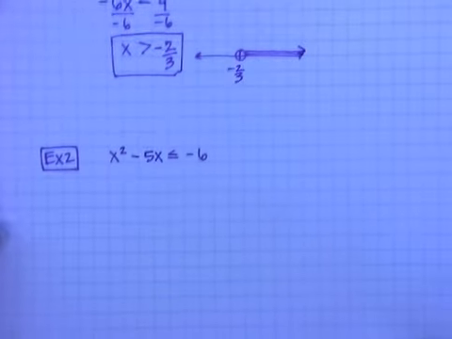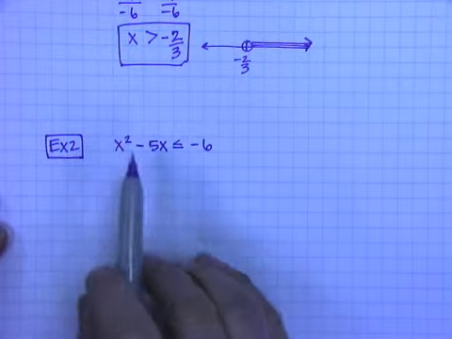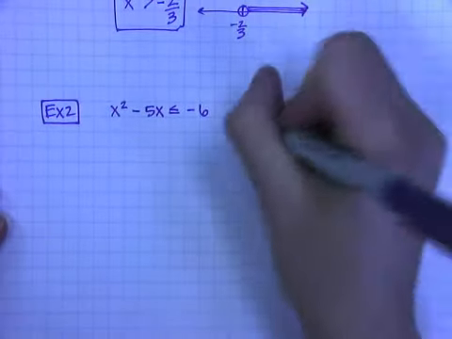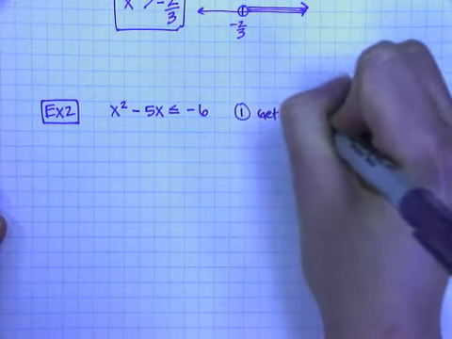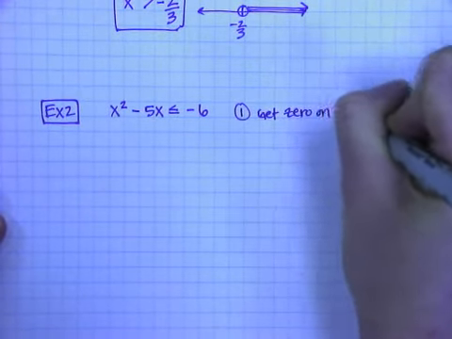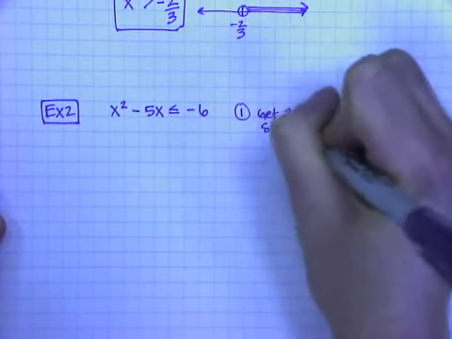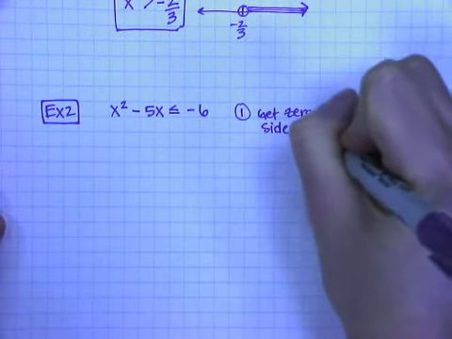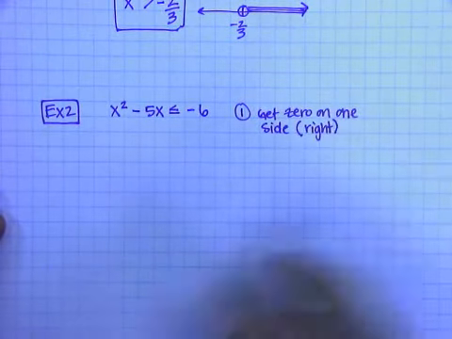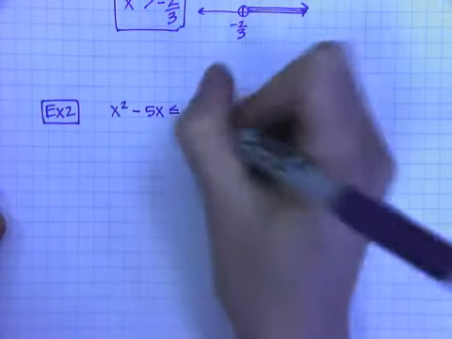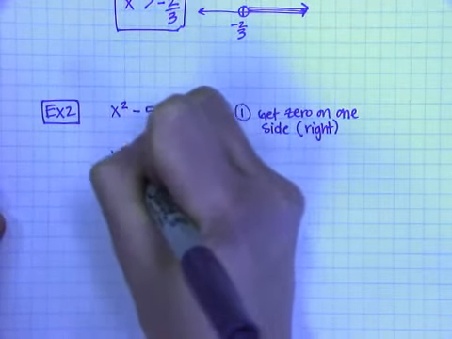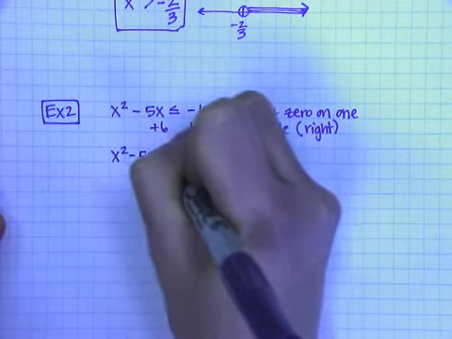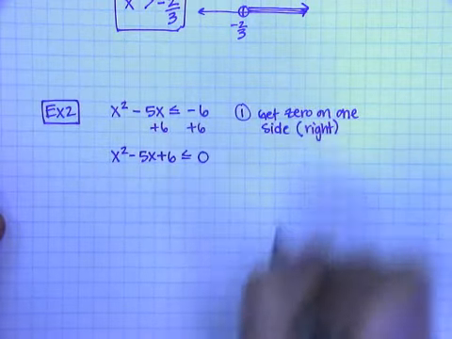Okay. For the next, since we have a quadratic, we need to get 0 on one side first. This is important. So I'm going to write it down. Get 0 on one side. And actually, the preferred side would be the right side to have 0 on. So if I want 0 on the right here, I'm going to add 6 to both sides. And I get x squared minus 5x plus 6 is less than or equal to 0.